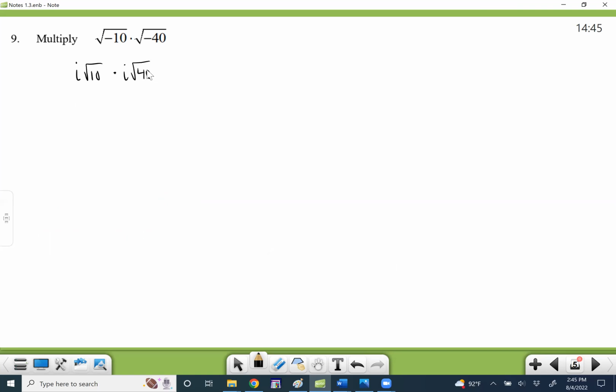Now that we know it, we should be good on it. So we're going to go ahead. You can't square root these, you guys. 10, that's not a perfect square. 40, that's not a perfect square. So in this case, I would multiply the i's by each other. So the i times i is going to get us i squared. And then if we do 10 times 40, that should be 400, right?